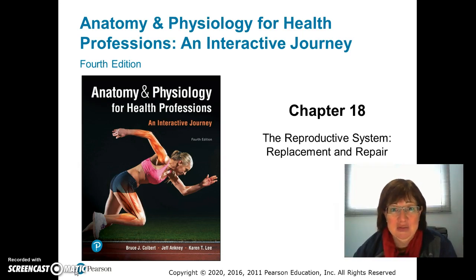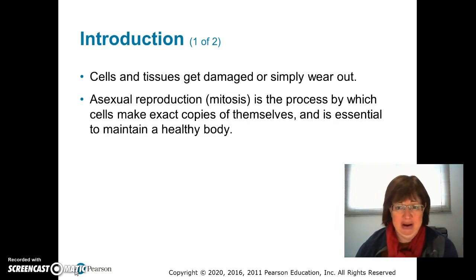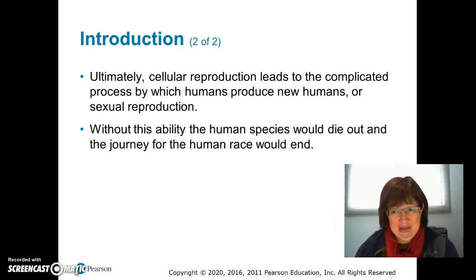So what we're going to look at today is reproduction, the reproductive system, and how the body replaces and repairs itself. There are two types of reproduction. There's asexual reproduction, which is the process of mitosis, and cells that are damaged will get replaced. This is cells making an exact copy of themselves, and it's essential to maintain a healthy body. But in cellular reproduction, you actually have a bit of variation. And in the process of sexual reproduction, you have variation because you have a new combination of the genetic material. And this helps with the propagation of the human race.